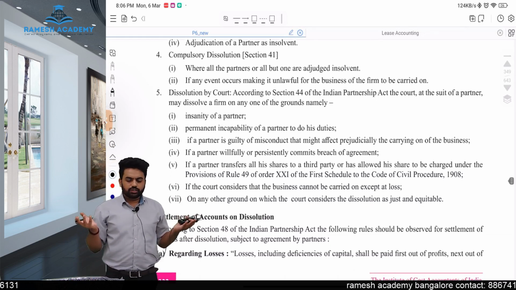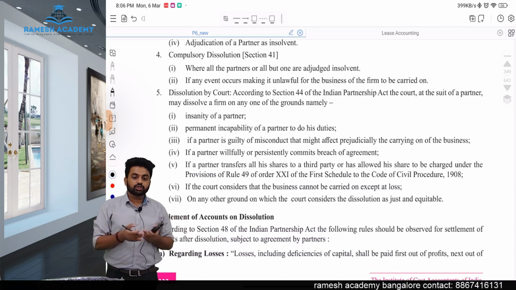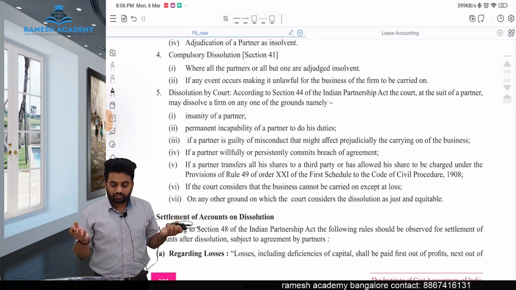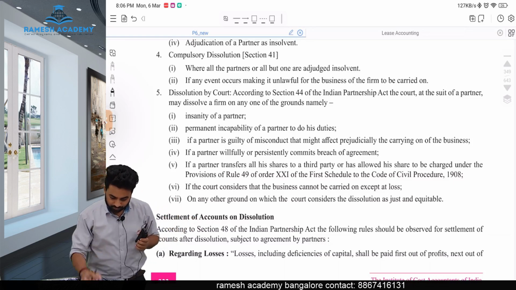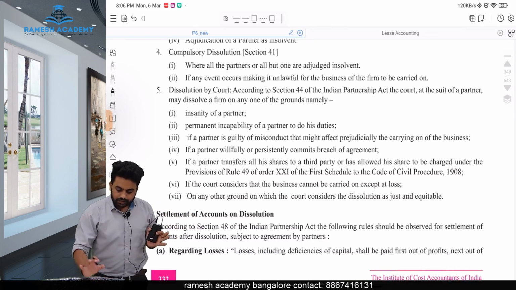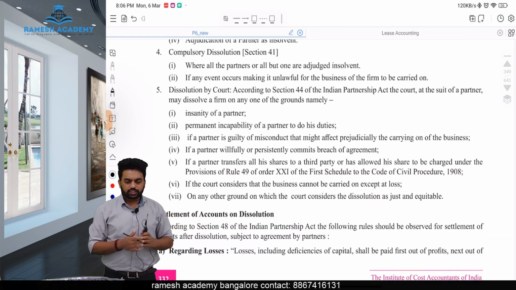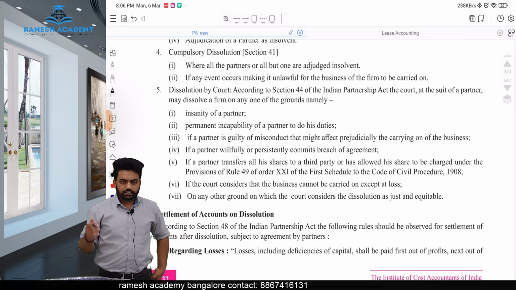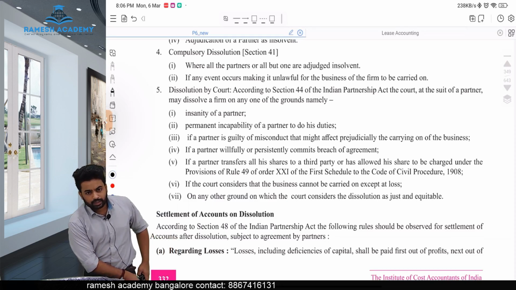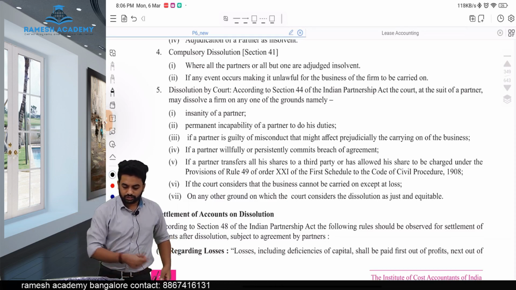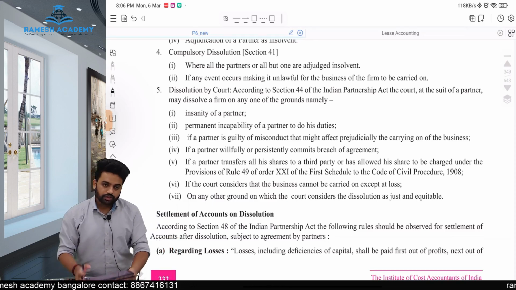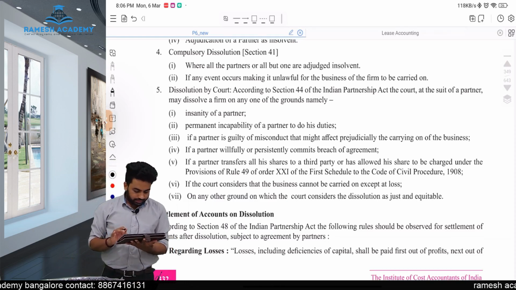Dissolution by court. So the court might ask you to stop. When, sir? Insanity of a partner, that is, one of your partners has gone crazy. Permanent incapability of a partner to do his duties. So when one among your partners becomes permanently incapable of doing the transactions, then also your partnership will get dissolved.